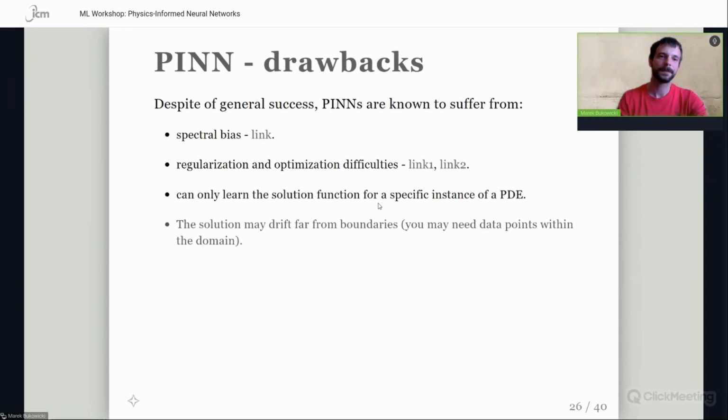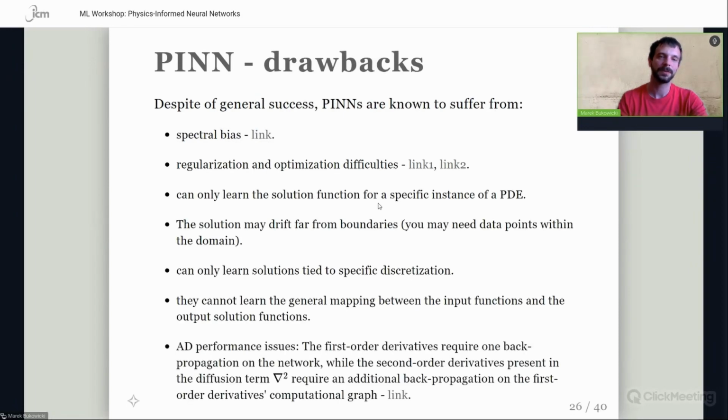Yeah, and we also have a kind of list of disadvantages of PINNs. Physics-informed neural networks in general can sometimes be difficult to fit to certain functions due to spectral bias, which means that they are weak at very fine-grained details, and they may also have some optimization difficulties.